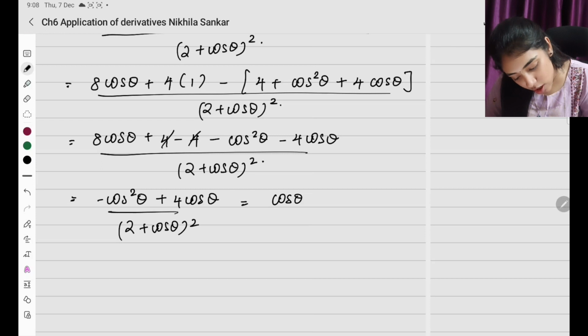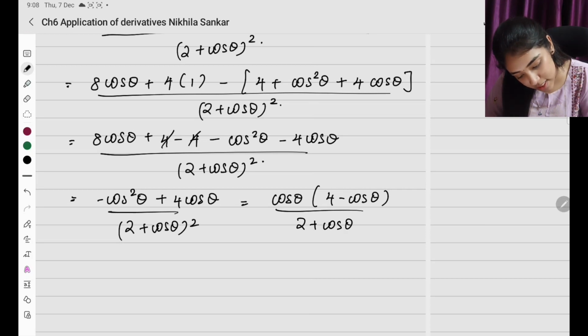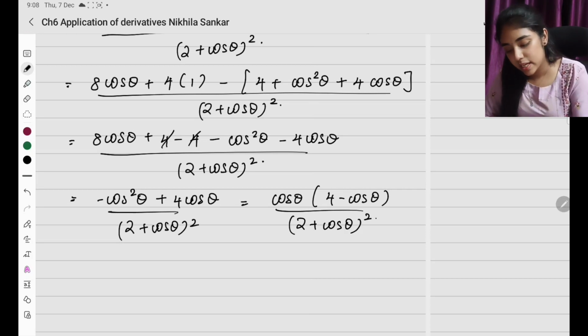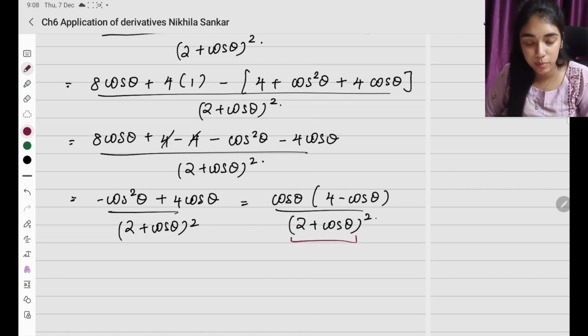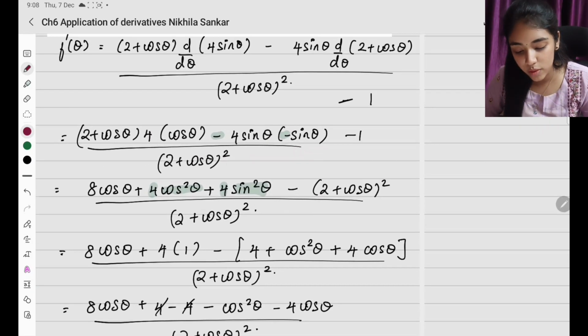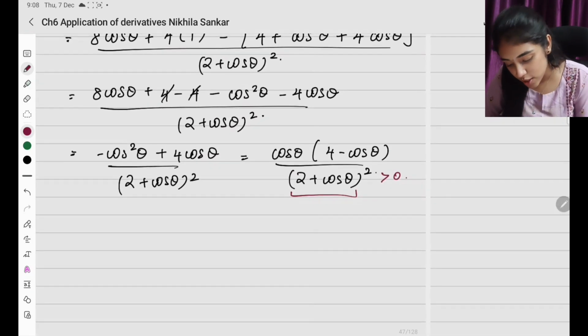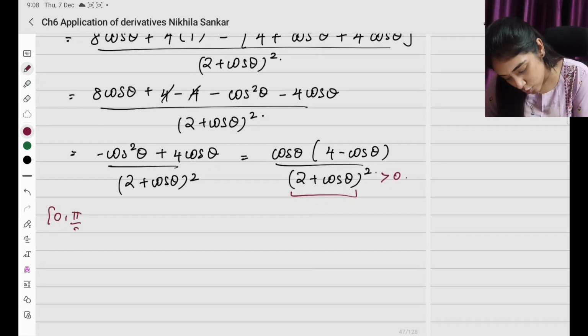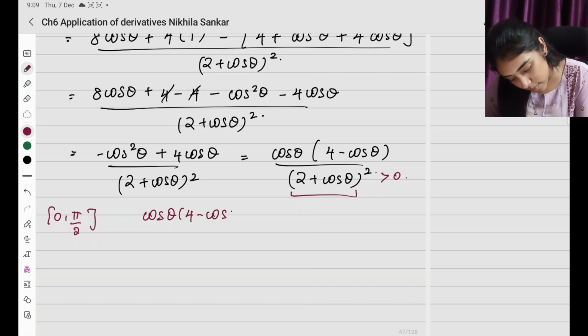In the numerator, taking cos theta common, I have cos theta times 4 minus cos theta divided by 2 plus cos theta the whole square. Now the denominator is always going to be positive, so the denominator is always greater than 0. Now the numerator we have to check, and the interval is 0 to pi by 2. So from 0 to pi by 2, I have to check for cos theta times 4 minus cos theta.